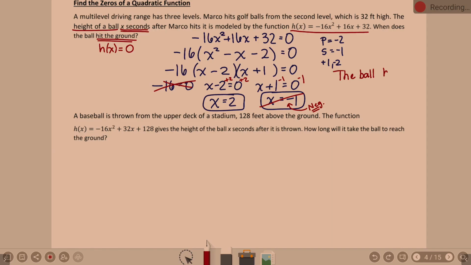The ball hits the ground 2 seconds after Marco hits it. I don't know about you guys, but that seems a lot more reasonable than that water balloon being in the air for 10 seconds the other day.